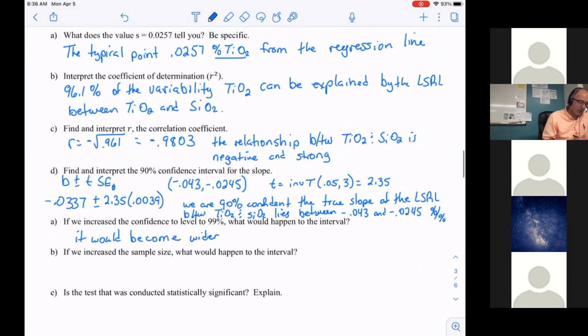Okay. Again, going back to sample sizes, if we increased the sample size, that means my degrees of freedom is going to increase here, and my interval would become narrower.